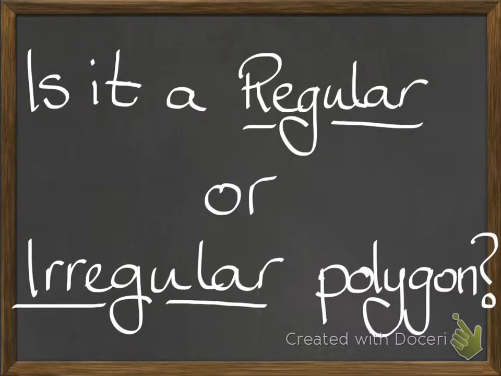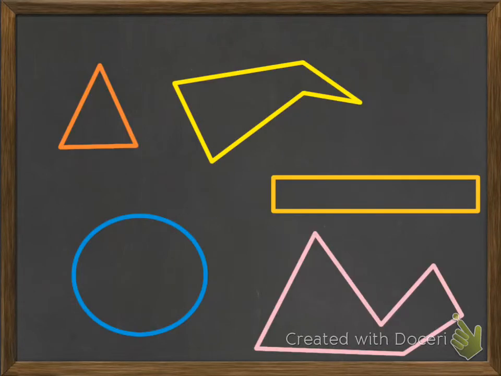Okay. What you need to know is, is it a regular or irregular polygon? So let's see if you can find if it is regular or irregular. I want you to pause the video, draw the shape, and I want you to label it as regular or irregular.